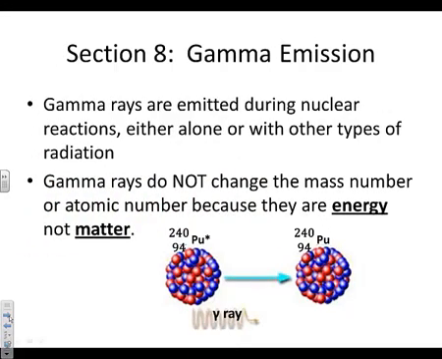Notice that gamma rays are emitted either alone or with other types of radiation. They do not change the mass number or atomic number because they're simply energy. So this is the only type of nuclear reaction to know that does not actually change the identity of the original element.